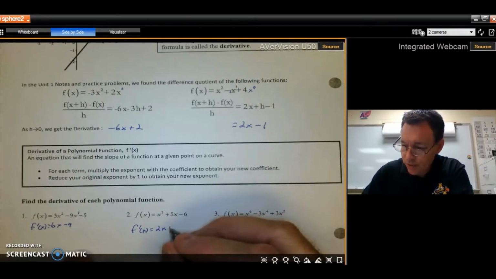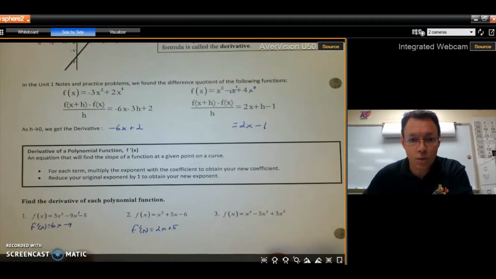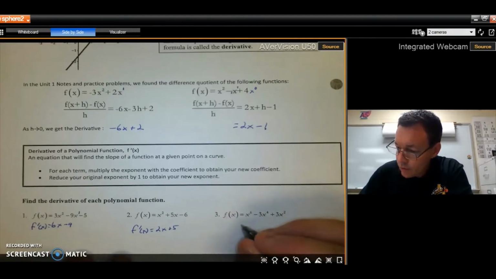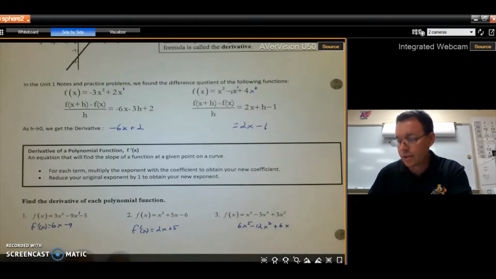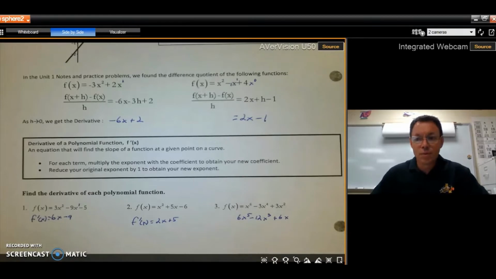1 times 5 is 5. And then that disappears. That's it. That's the whole thing. So see if you can do that one. Pause it if you need to. Okay. You should have got 6x to the 5th minus 12x cubed plus 6x to the first. And that's your answer. Those are the derivatives. We're going to be using this in a second.